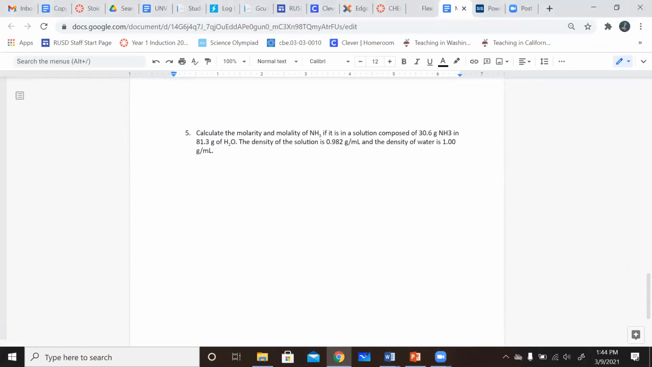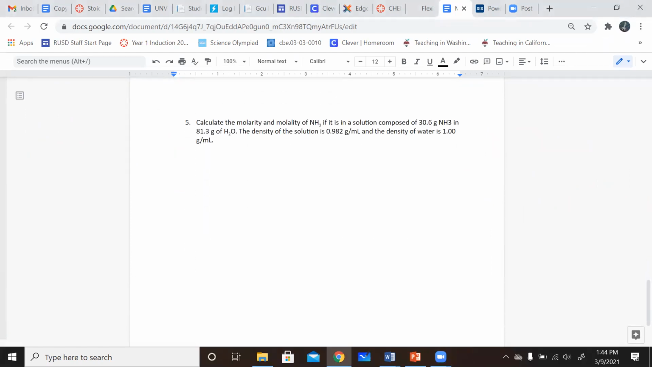Now let's talk about number 5. Number 5 is a challenge. Number 5 asks for both the molarity and the molality of ammonia if it is in a solution composed of 30.6 grams of ammonia in 81.3 grams of water. Our density of the solution is 0.982 grams per milliliter, and the density of water is 1.00 grams per milliliter.